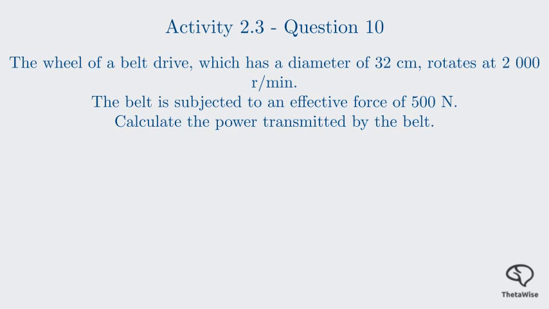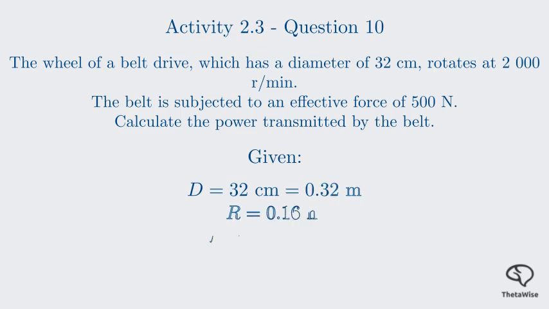Again, we have all the information to use either the torque method or the power speed method. Let's use the torque method since it was the first one presented in question 8. First, the given values. The diameter is 32 centimeters, or 0.32 meters, which gives a radius of 0.16 meters. The rotational frequency, N, is 2,000 revolutions per minute. The effective force, F, is 500 newtons.